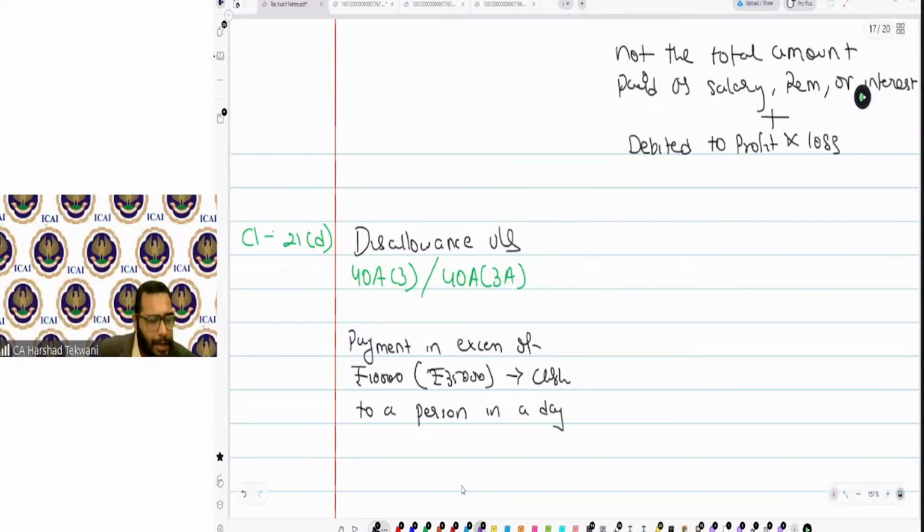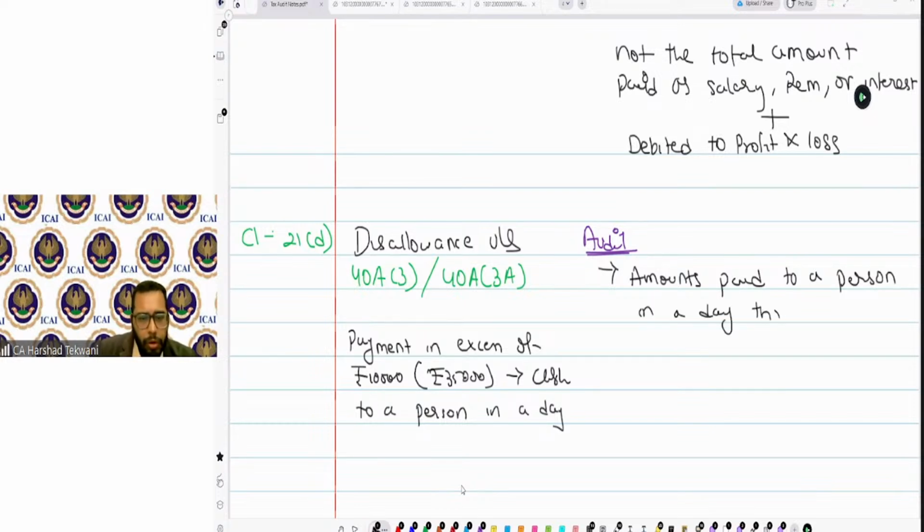So for that particular purpose, you need to verify amounts paid to a person in a day through cash, and you need to refer to the cash book or ledger to identify such amounts. Now, it is to a person in a day. It can be multiple transactions to a person in a day. So all cash payments in respect of expenditure exceeding the prescribed limit are required to be covered over here.